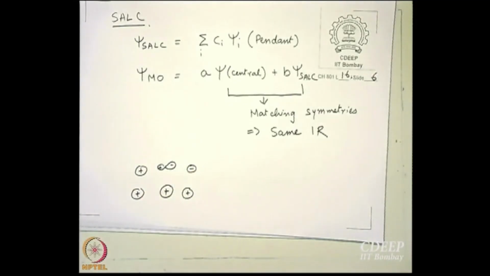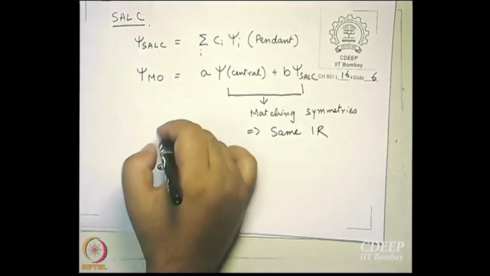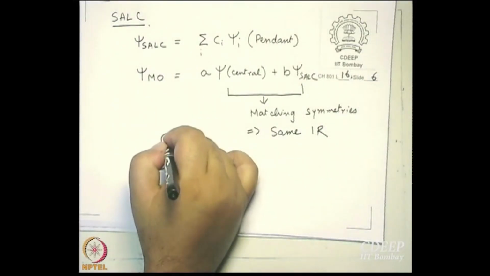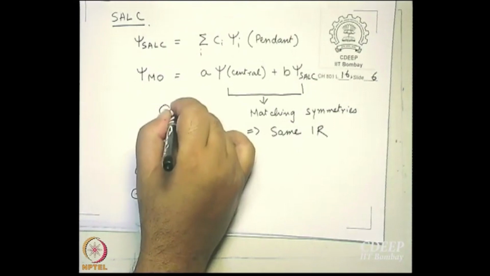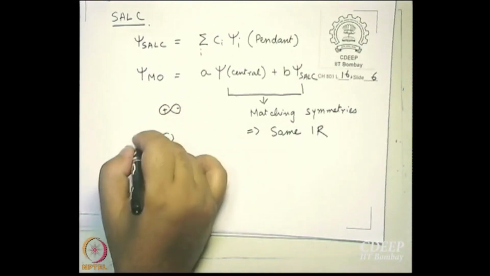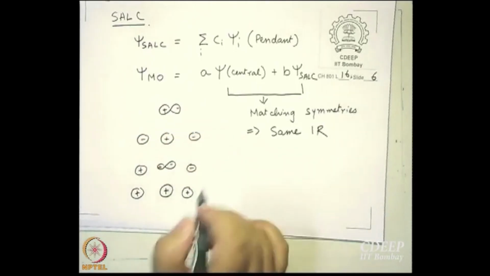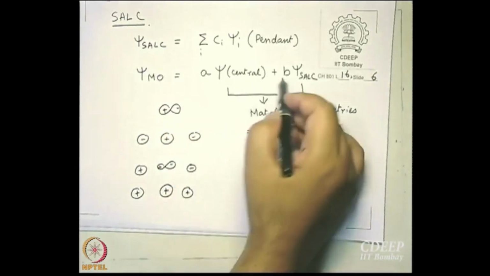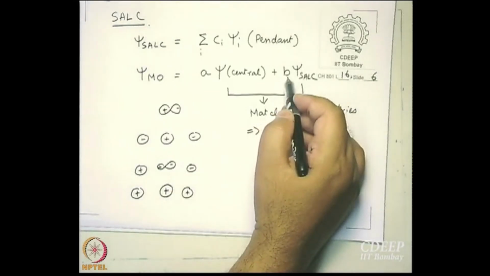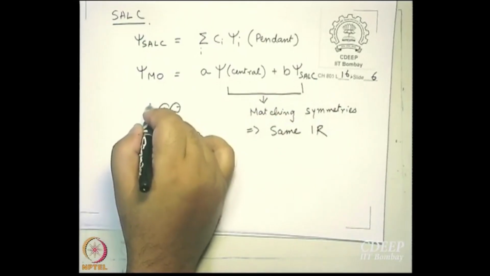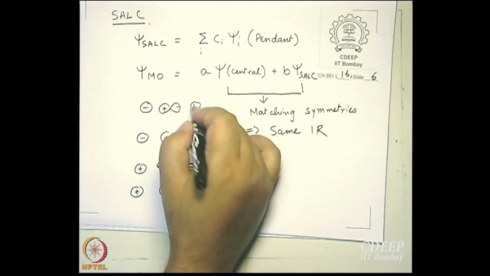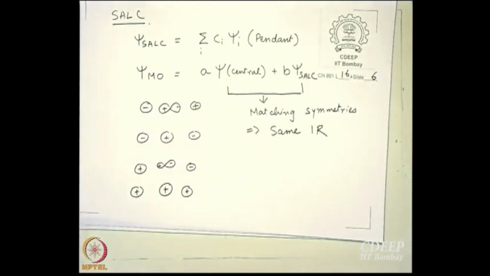But whatever I have drawn here is basically bonding interaction. You can have anti-bonding interaction also. How will I get the anti-bonding interaction? I can keep the central atom AOs the same, but I can change the sign of the SALCs. Instead of plus plus, I can write minus minus, and what all that it means is that B has become minus B, right? And this can become minus plus, something like that.